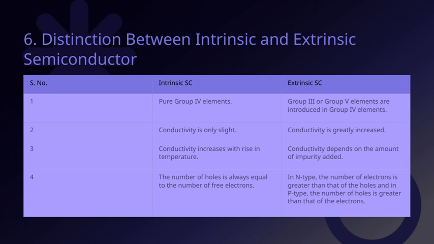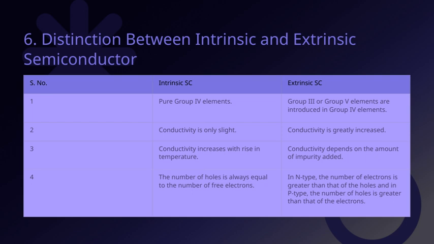Now, moving on to extrinsic semiconductors, these are created by intentionally introducing impurities, elements from group III or group V, into the base material. This doping process significantly enhances conductivity, making extrinsic semiconductors much more efficient. In fact, their conductivity depends heavily on the amount of impurity added, not just temperature.